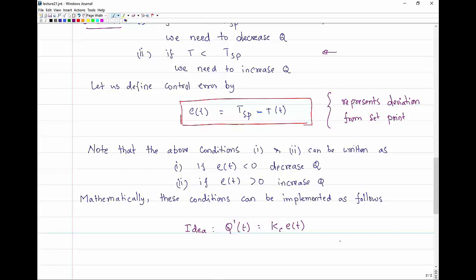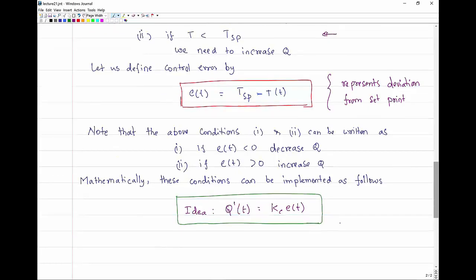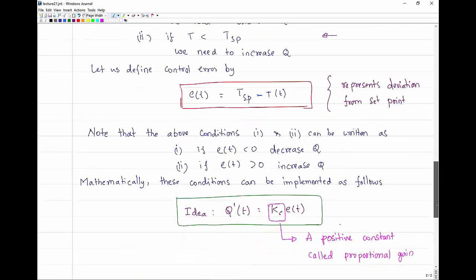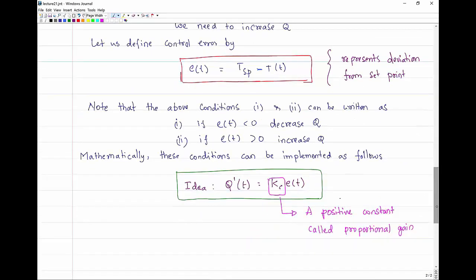There are many ways of relating the control error to the amount of heat added to the tank, but one simple idea is to choose the amount of heat added to be proportional to the control error. In other words, if the control error is large, we're going to either add a large amount of heat or remove a large amount of heat. The control error here in this equation is multiplied by a positive constant, and it's called proportional gain.